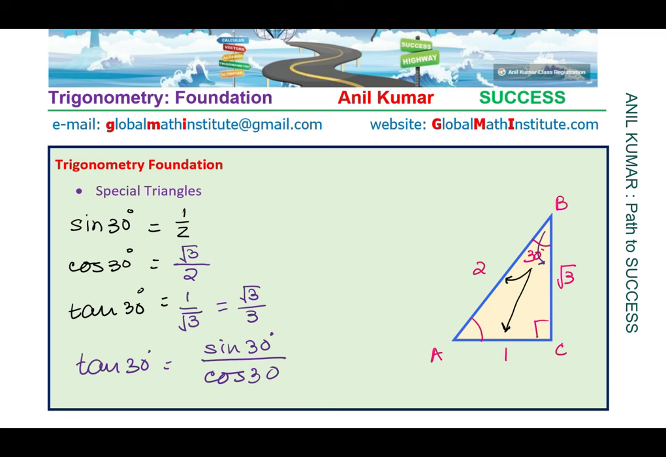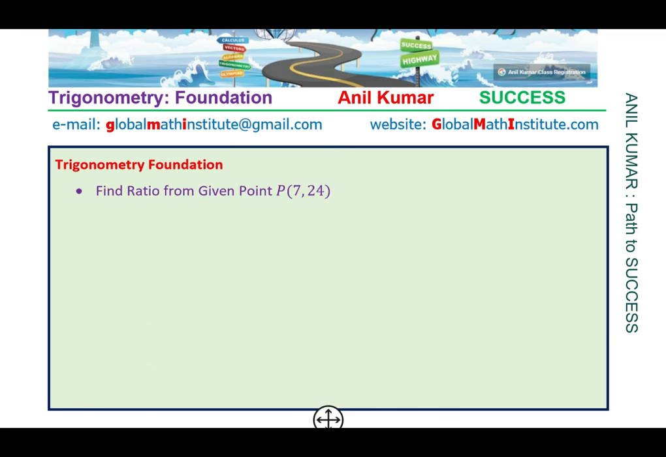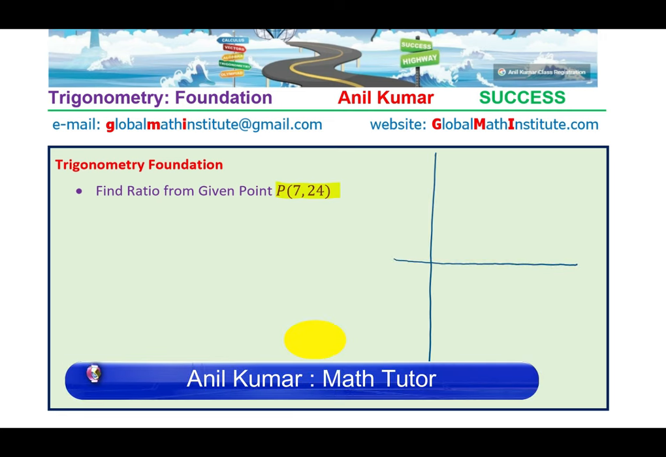We discussed right angle triangles. Now, we'll also discuss how we find these trigonometric ratios when a point is given on a coordinate plane. So we'll consider a point P which is (7, 24). Let's say this is our coordinate plane. So this is point P whose coordinates are 7 and 24.